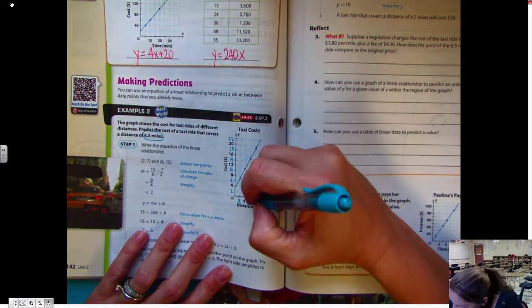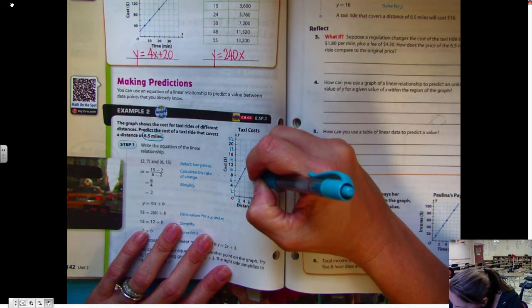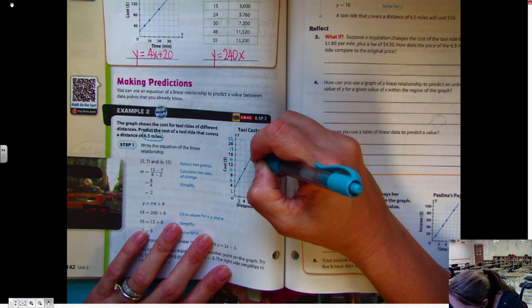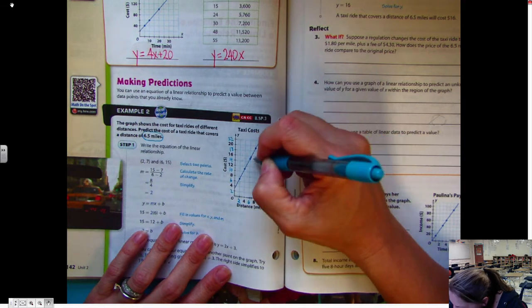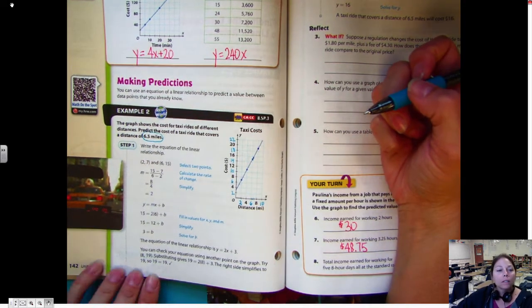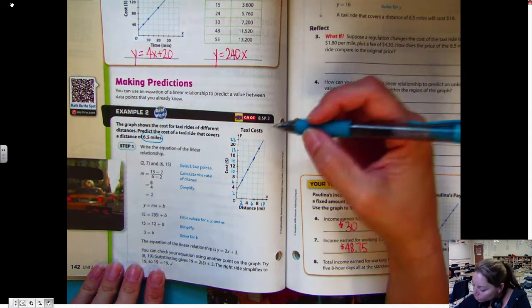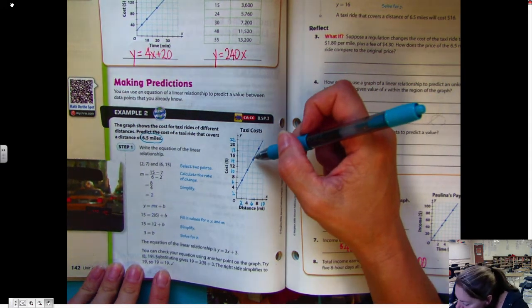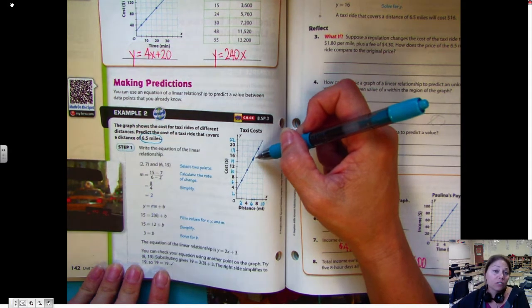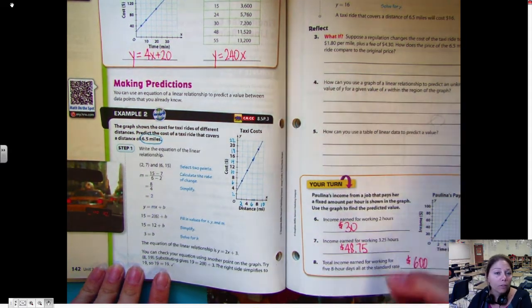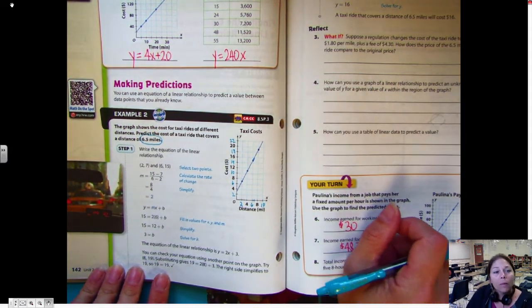So I'm going to track that all the way up until I bump into the line. And I'm going to notice that I bump into the line a little bit shy of 16. So to estimate this, I could say that it's going to be about $15.50 or something along those lines. All right, so that's my prediction.